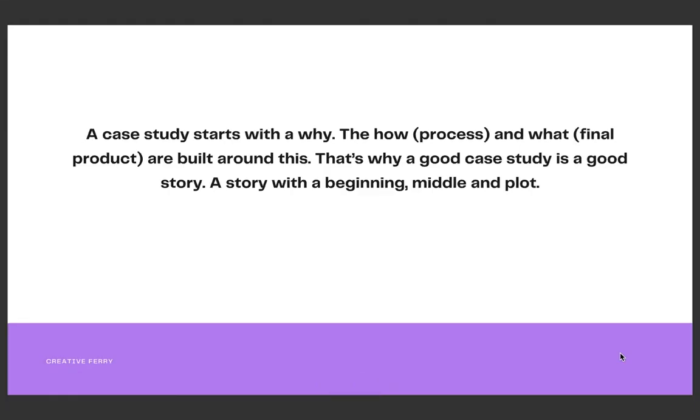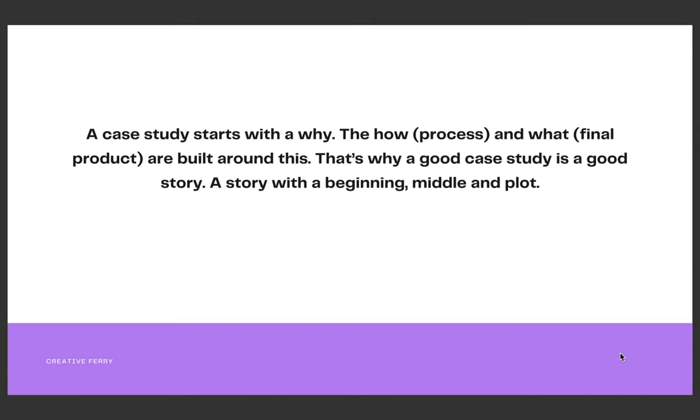So a case study starts with a why. Take note of that. A why, then the how, and then the what. The why: why are we solving this? What was the problem behind it, right? The how: what were the processes, the steps you took. And the what: the final solution that was built around this. So it starts with the why, it moves to the how, and it ends with the what.